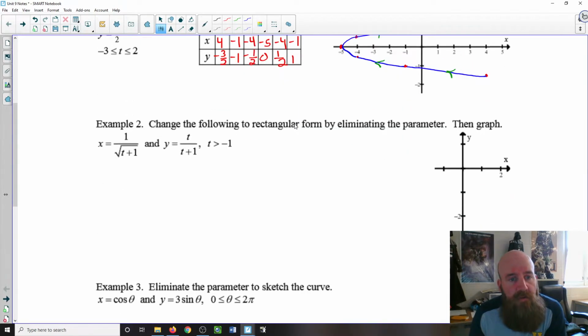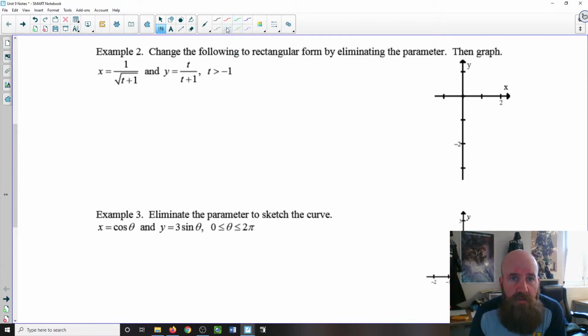You can do that. So in example 2, we're going to go ahead and do something a little different. We're changing the following parametric form to rectangular form by eliminating the parameter, and then we're going to graph it. So we're given a parametric and we want to convert it back to our regular rectangular functions that we've dealt with for many, many years. So we take one of the equations and we're going to solve it for t. And then once we have that t value, we can go ahead and plug it into the other equation. So I'm just going to take our equation here. It's going to be a little easier than doing this one, just because we have multiple t's here.